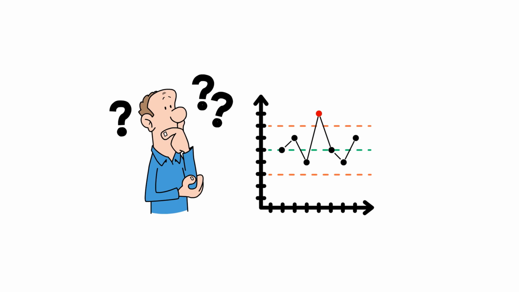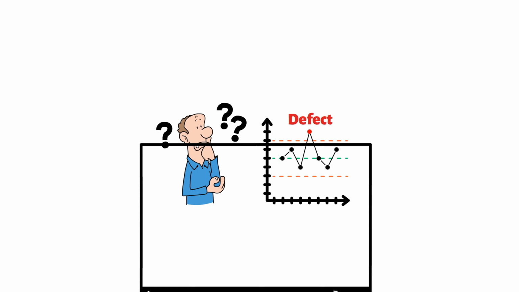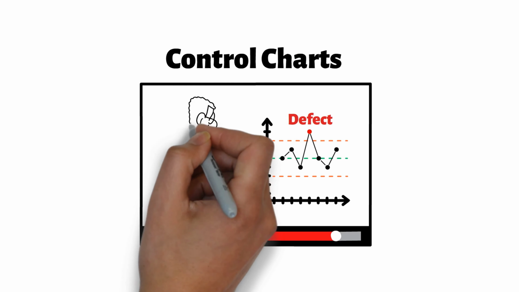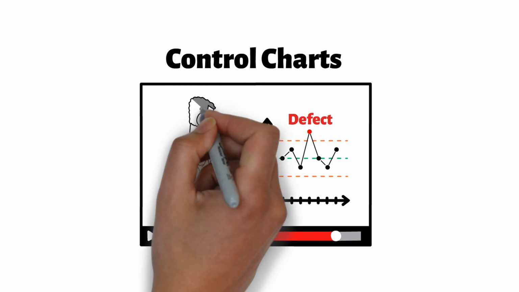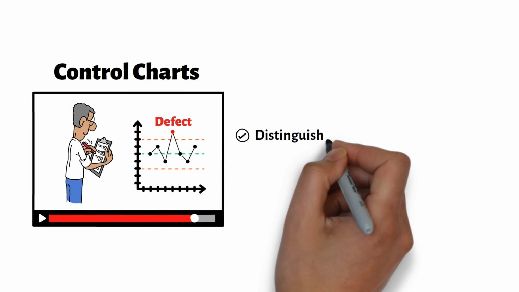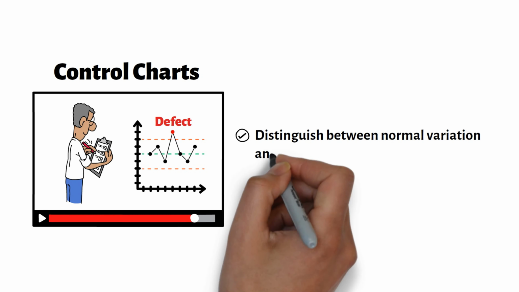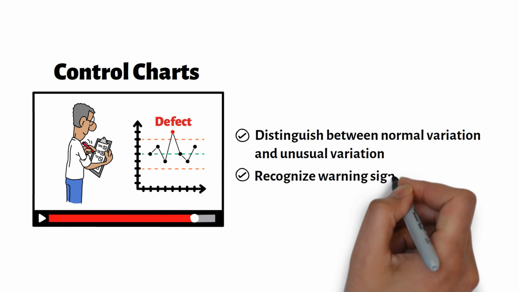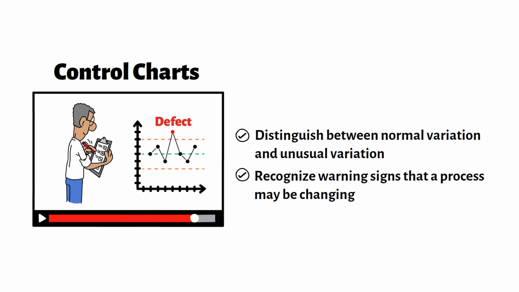How do you know whether a sudden increase in defects is a real problem or just a normal variation in the process? In this video, we're going to explore control charts, one of the most useful quality management tools for monitoring process performance over time. We'll discuss how control charts help project managers distinguish between normal variation and unusual variation, and how to recognize warning signs that a process may be changing.